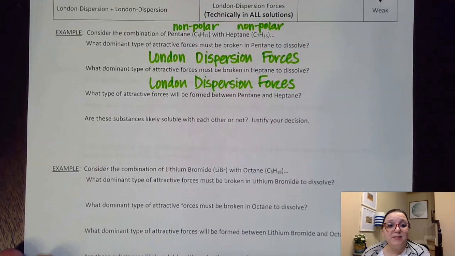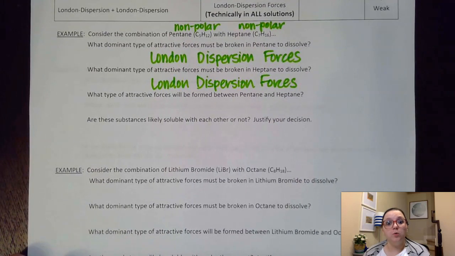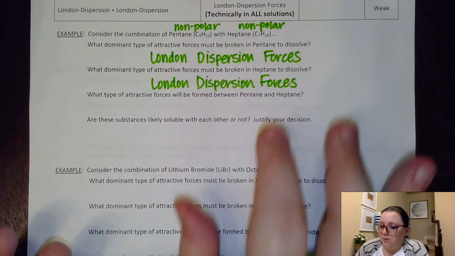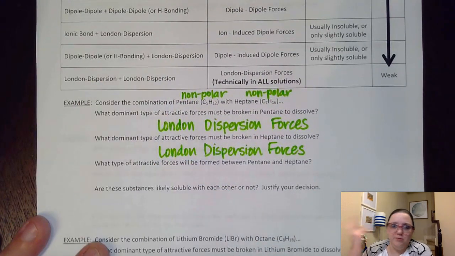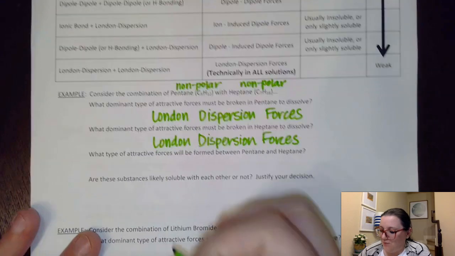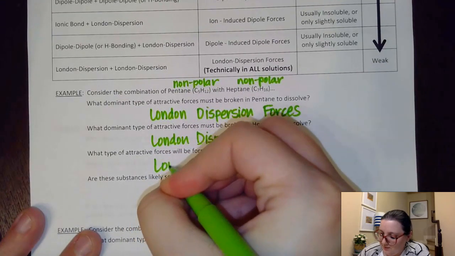All right, so now it asks, what type of attractive forces will be reformed when pentane and heptane combine? Okay, if I put those in a solution together, what will we make? Well, if I put London dispersion and London dispersion together, if I combined the names together, I would still just have London dispersion forces.